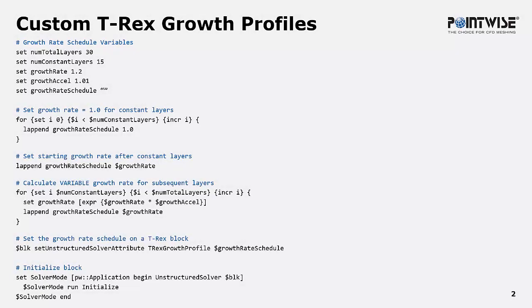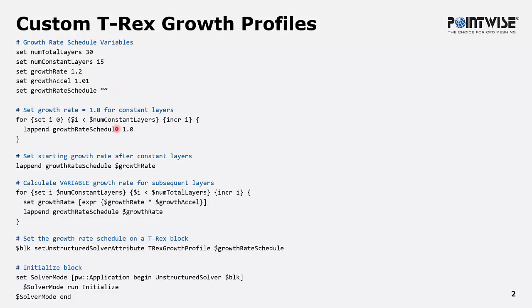The first 4 lines define the needed parameters: the total number of layers, which has to be enough so the T-Rex algorithm can reach isotropy, the number of constant layers, the growth rate, and the growth acceleration. The 5th line defines a Tcl variable where the growth profile will be stored. In the next section, we set the growth rate to 1.0 for the first 15 layers.